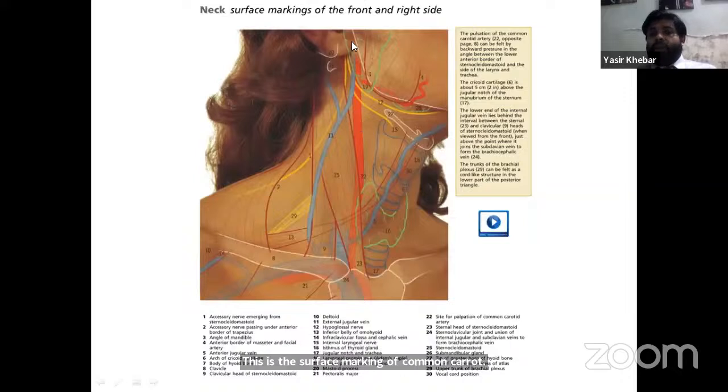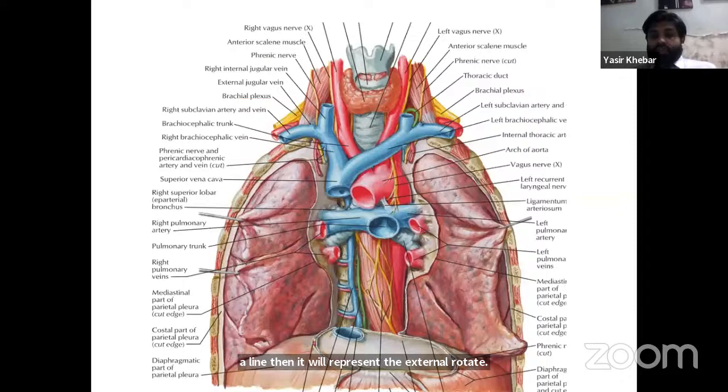From the upper border of C4 up till the tragus, if we draw a line, this one would represent the internal carotid, whereas from the upper border of C4 behind the angle of mandible, if we draw a line, then it would represent the external carotid. So this was about the surface marking.